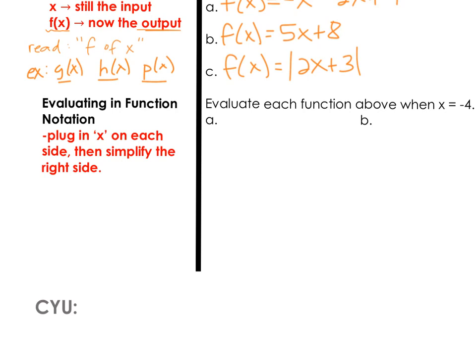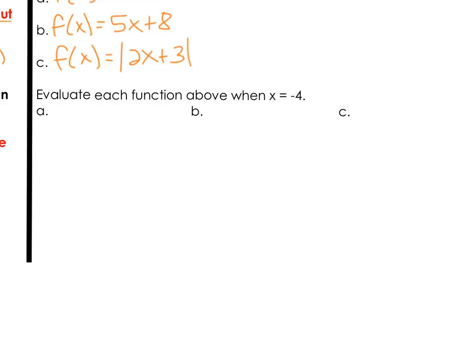The last thing we're going to do is evaluate in function notation. To evaluate means you're going to plug in a value for x on each side. Then you leave the left side alone and you only simplify the right side. Let's take a look using those same equations up above. Evaluate each function above when x equals negative 4. So if x equals -4, wherever we see x, we literally just plug that in. Our first example, f of x means f of -4.